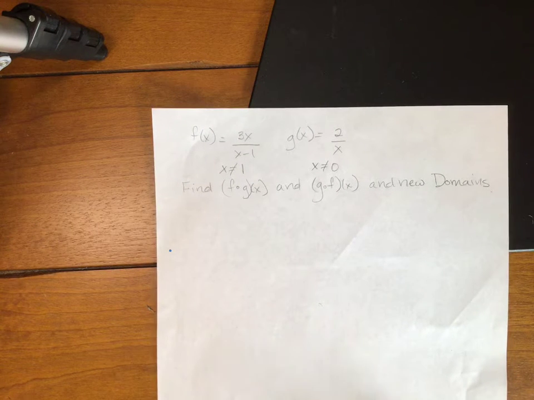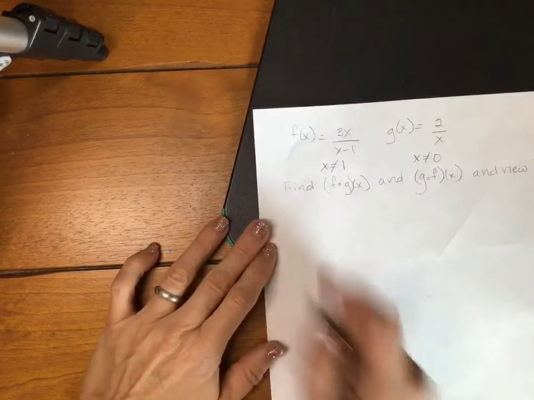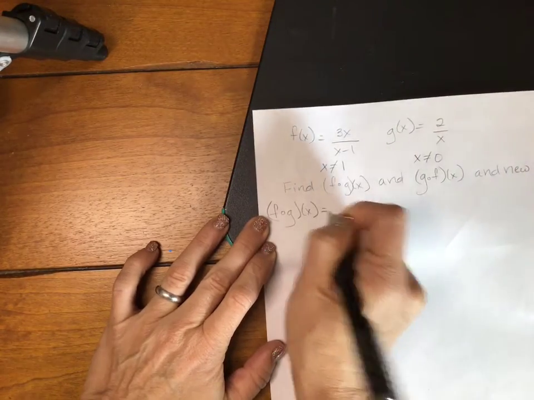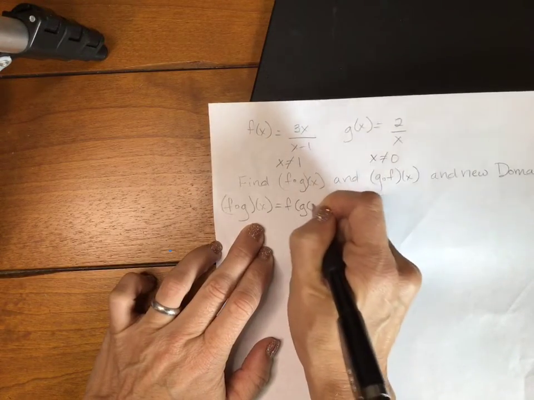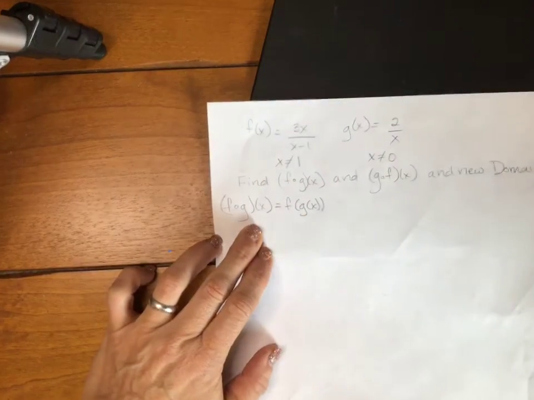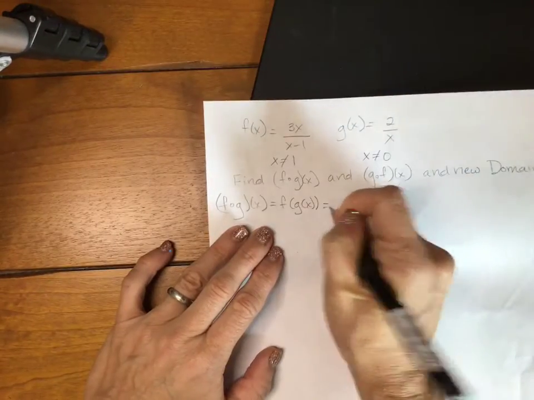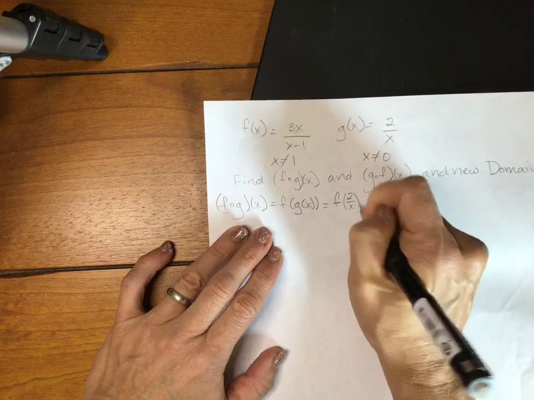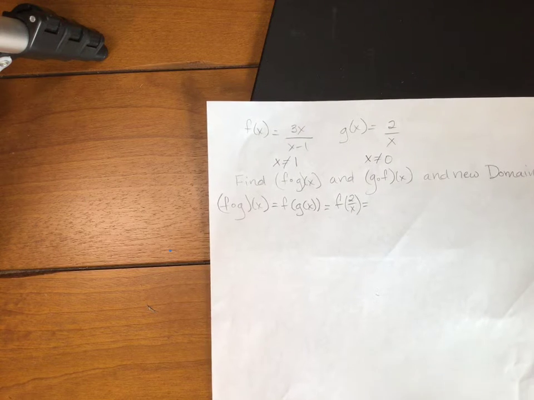So first we want to focus on finding f of g of x, where g is my input to x. So f of g of x is the same as f, where the whole function g is my input into f, which really becomes f of 2 over x. Now here's where things get kind of tricky. So wherever I see x, I need to replace it with 2 over x.